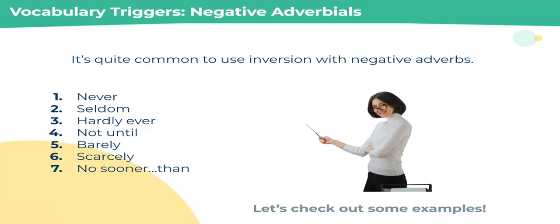Number 1, never. Number 2, seldom. Number 3, hardly ever. Number 4, not until. Number 5, barely. Number 6, scarcely. Number 7, no sooner than. Okay, well, let's check out some examples that use negative adverbs.